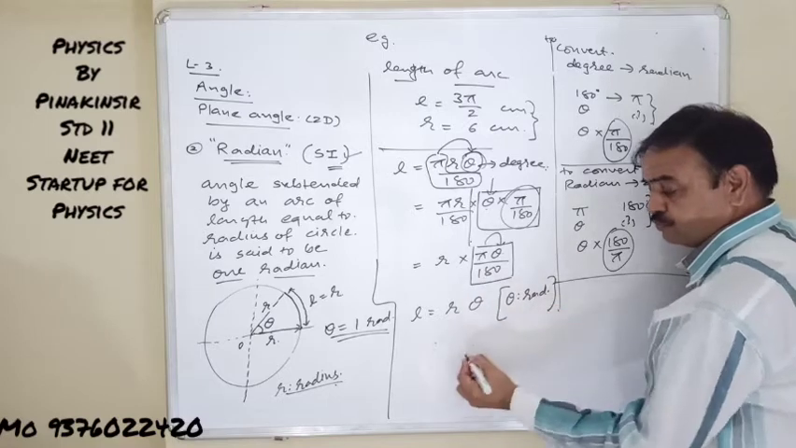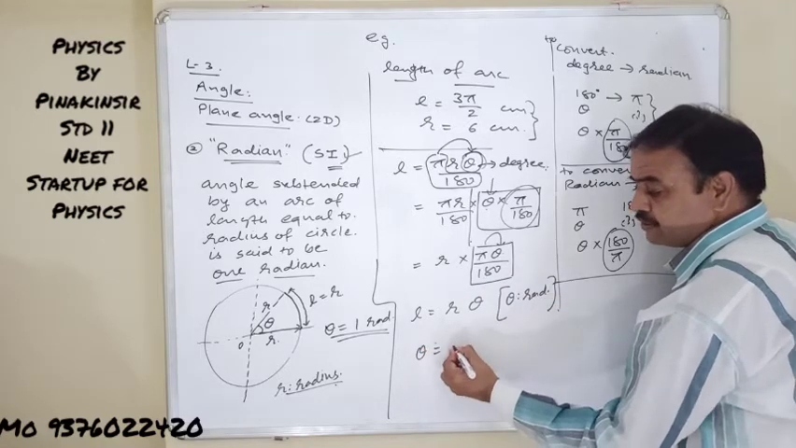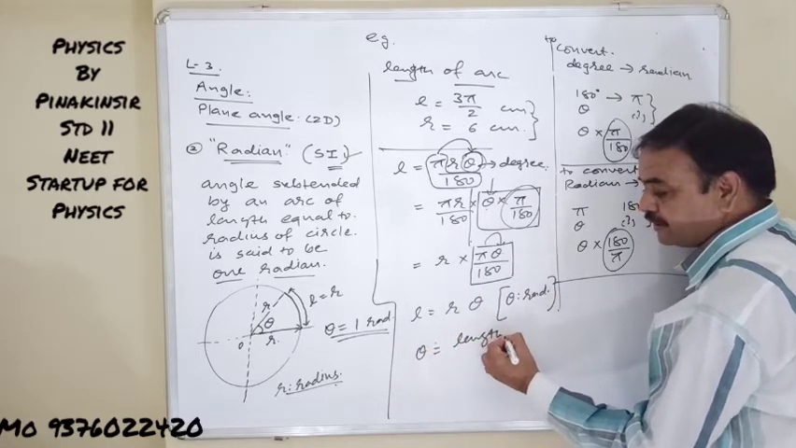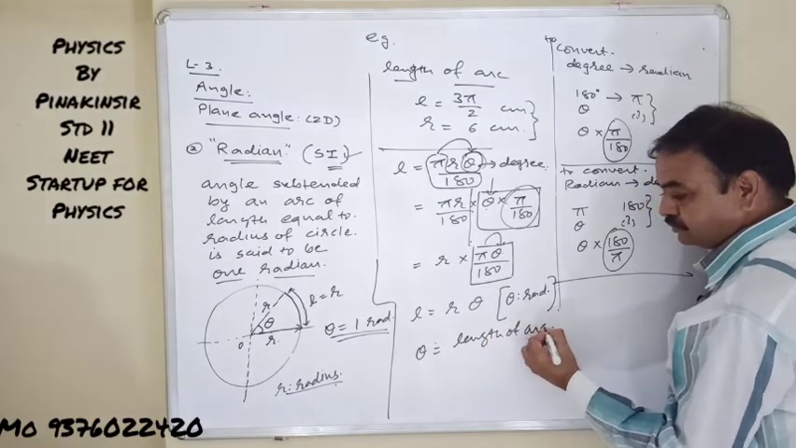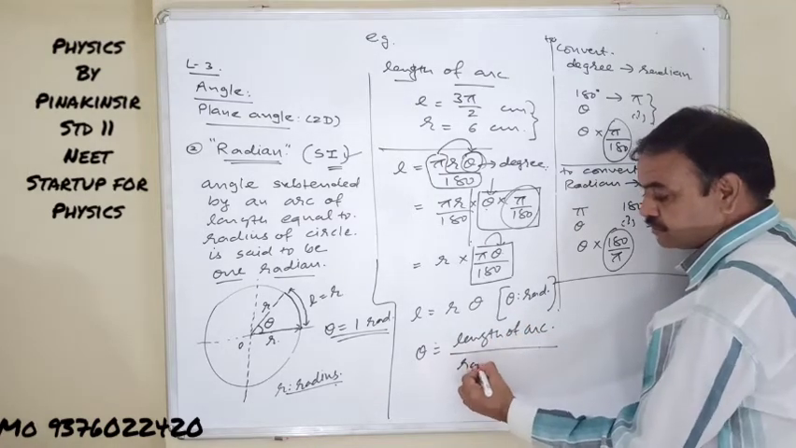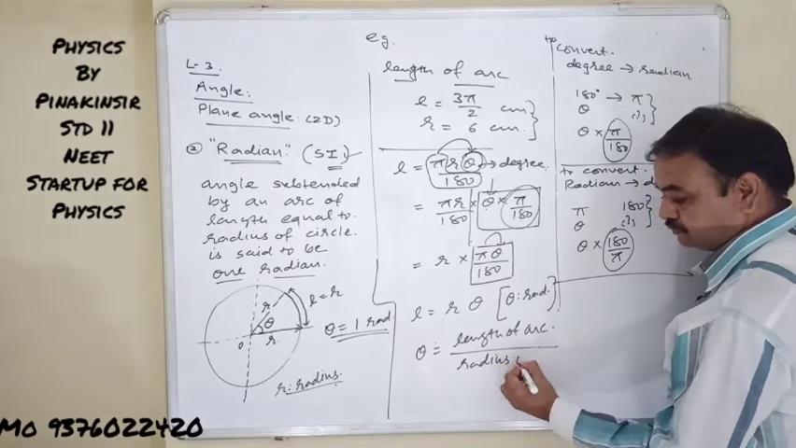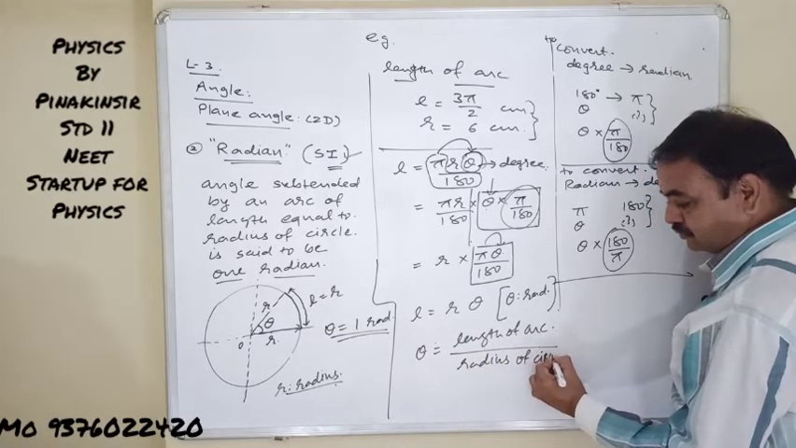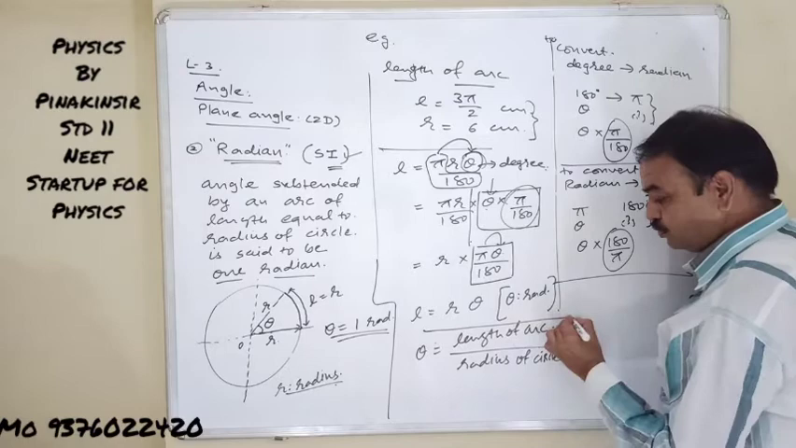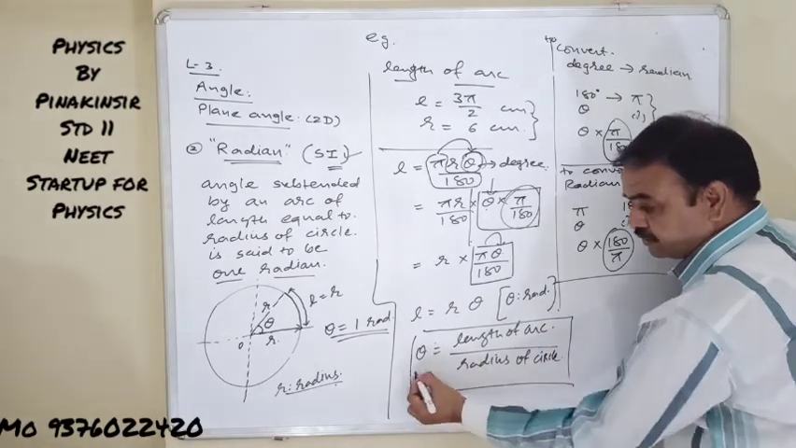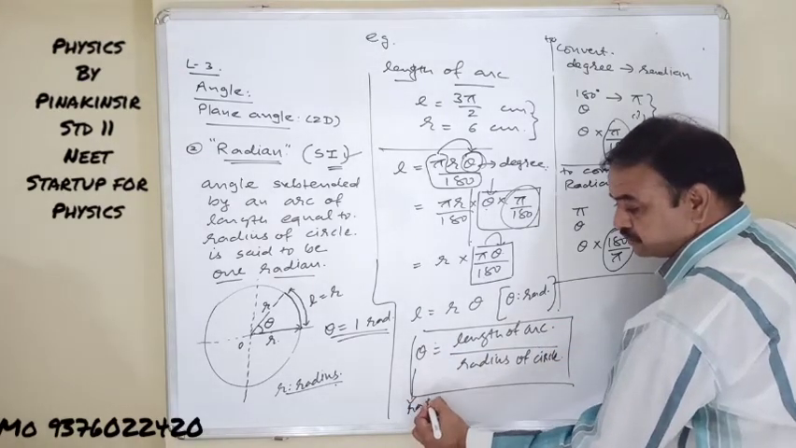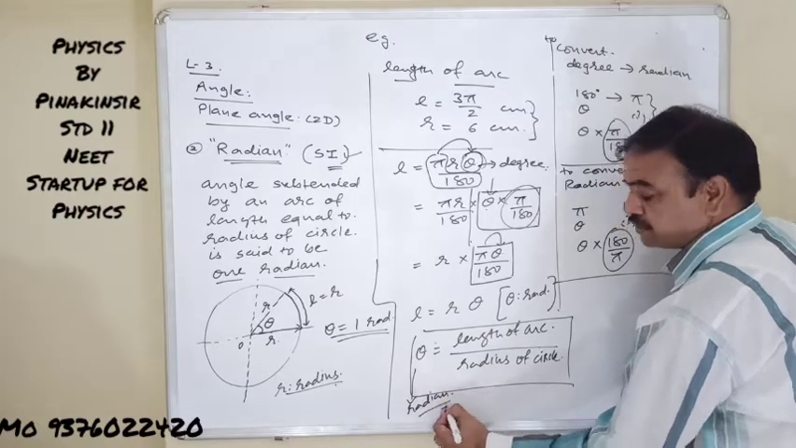Okay, you have to memorize this formula. Angle is equal to what? Length of arc divided by radius of circle. This formula is frequently used, but mind well, here theta must be in radian, otherwise you have to convert it.